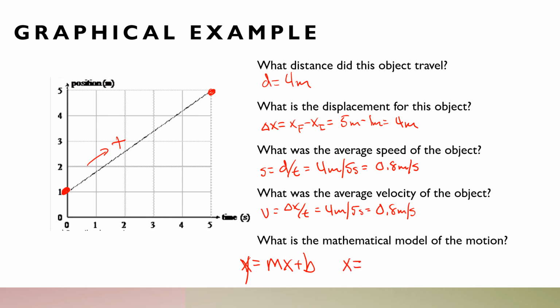M is the slope. We talked about the slope of the position graph is the velocity. So, the velocity in this case is 0.8 meters per second. On the x-axis is actually t, so we're going to take 0.8 meters per second and multiply it by t. And b is the y-intercept, which in this case is where we started. So that's going to be plus 1 meter. And this formula right here will give you your position at any point in time along the motion from 0 to 5 seconds. So hopefully that all makes sense.